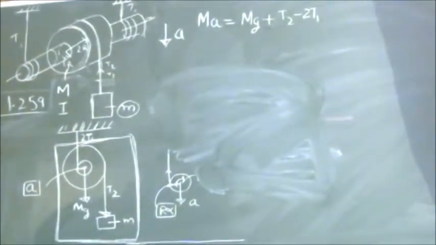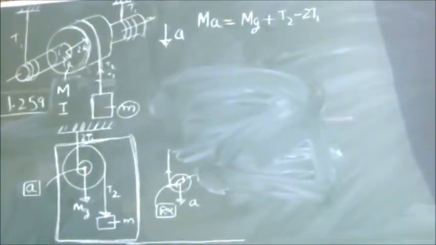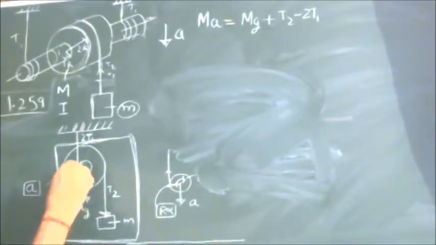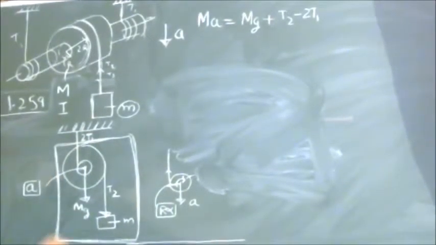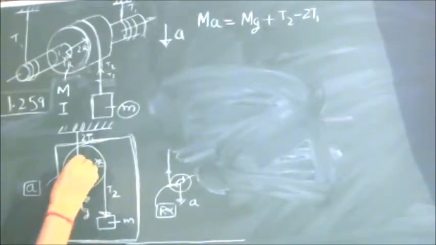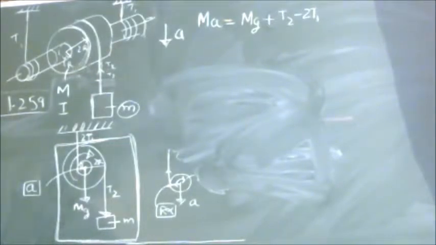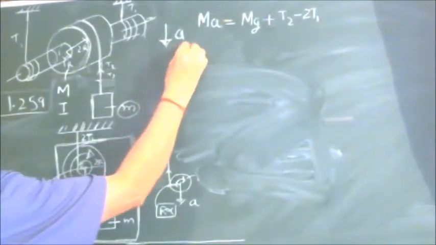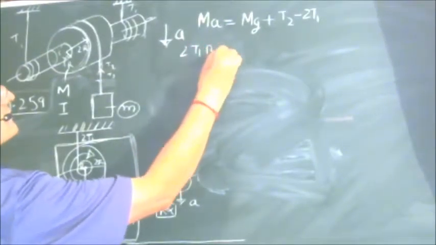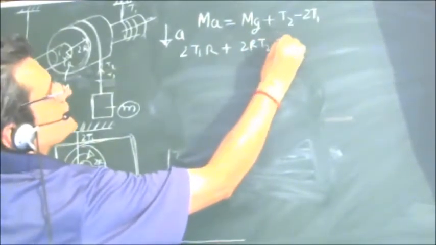Let us write the equation for the torque. Mg is acting on the center of mass. Now when we take the angular acceleration part, we have to take the forces at the point at which they are acting. So 2T1 will act at R, and T2 is acting at 2R. This is 2R and this is R. So both are giving torque and leading to angular acceleration in the clockwise direction. Both torques will add. So 2T1 R plus 2R T2 is equal to I alpha.